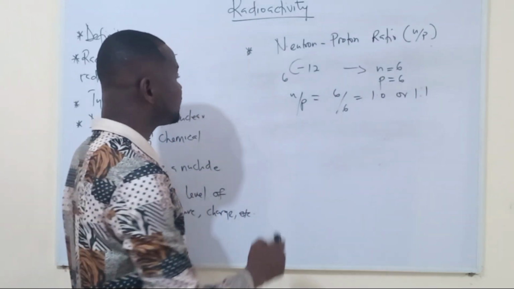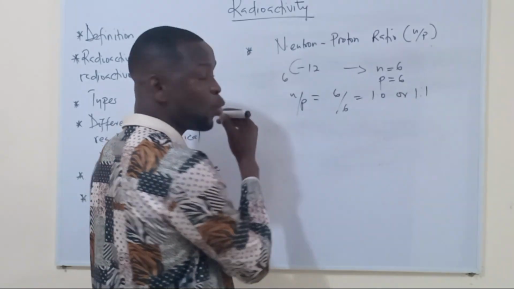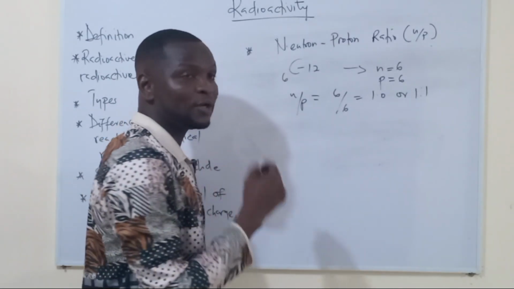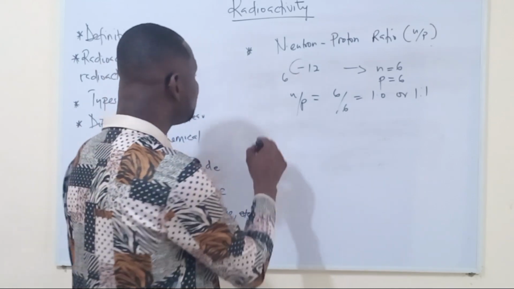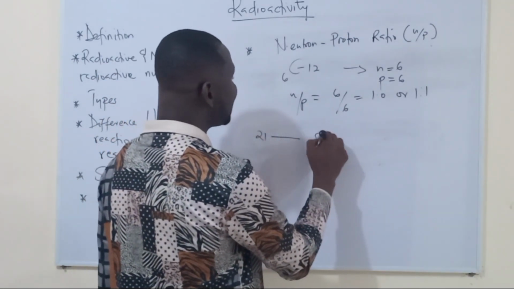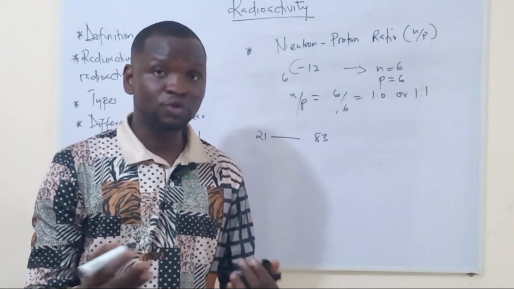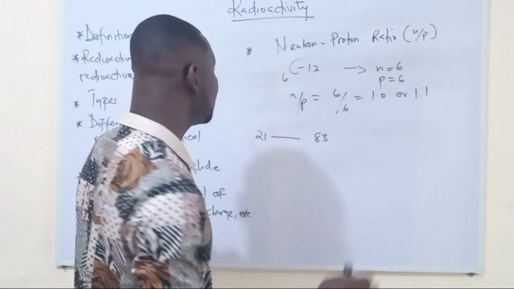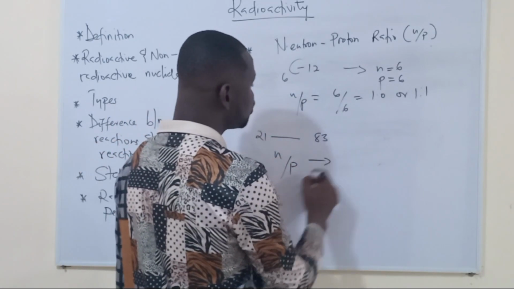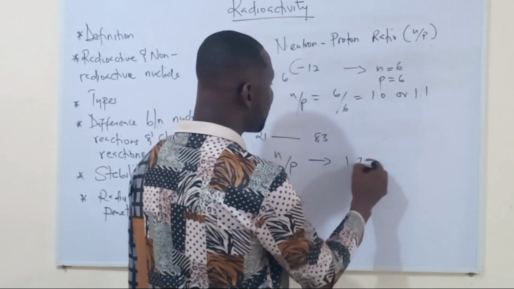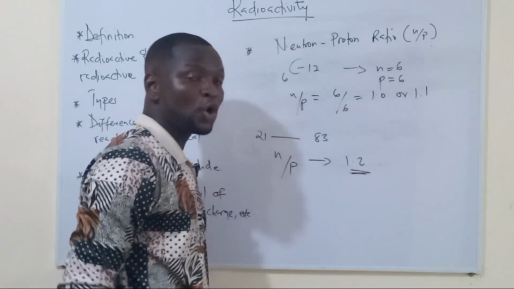So elements that have atomic number ranging from 1 to 20, we say that those elements are non-radioactive. Now from 21 to 83, elements that have the atomic number from 21 to 83, if those elements have their neutron-proton ratio to be 1.2, we consider them non-radioactive.